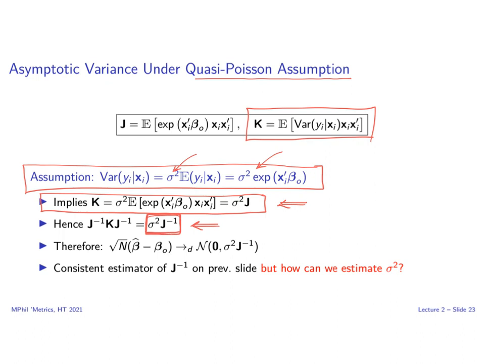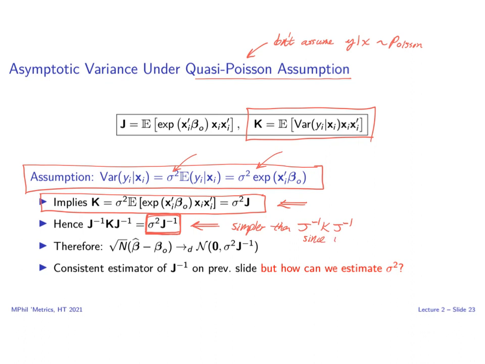So this quasi-Poisson assumption allows the Poisson assumption to be wrong, so we don't necessarily assume that the distribution of y given x is Poisson. However, it does nevertheless give us a simplification of J inverse K J inverse. That's because it's not fully general. It does impose some structure on the conditional variance of y given x.